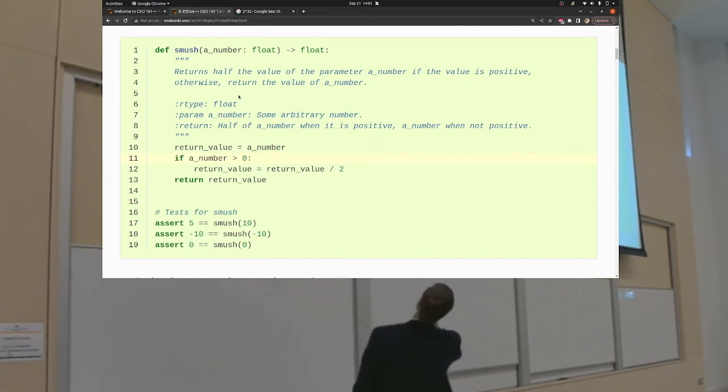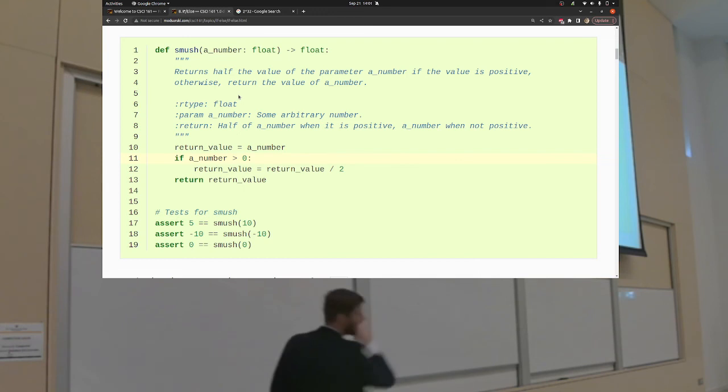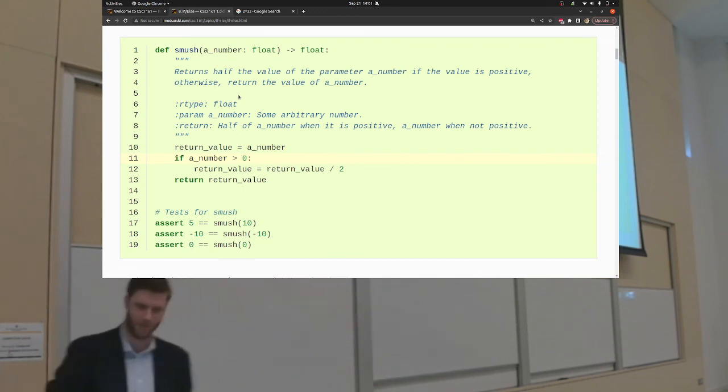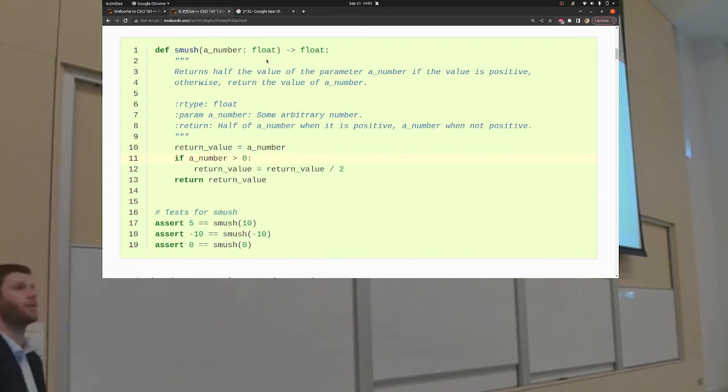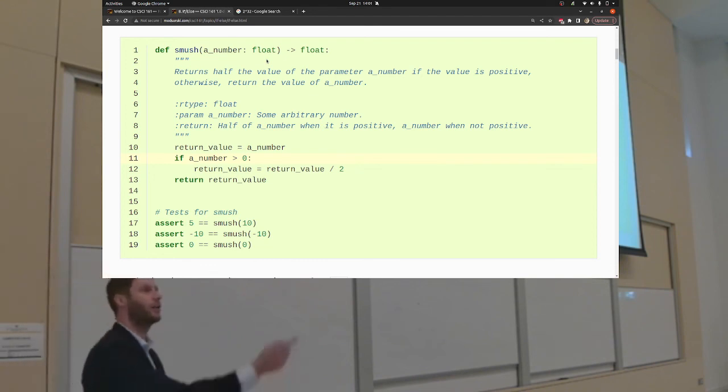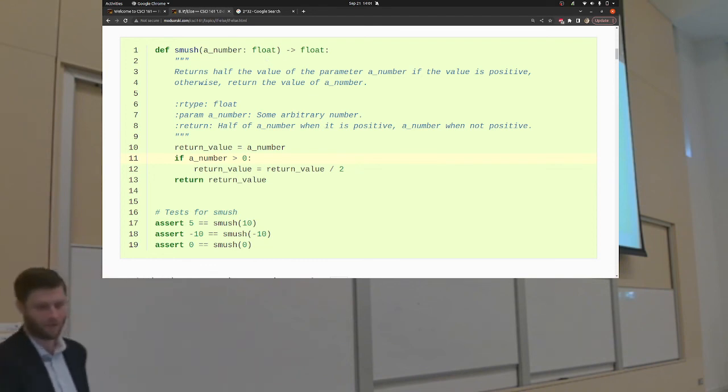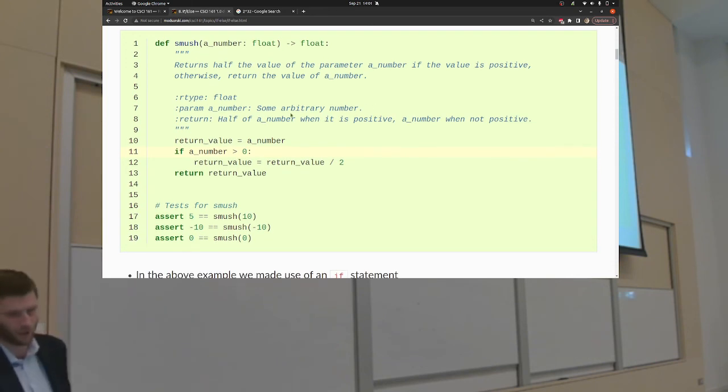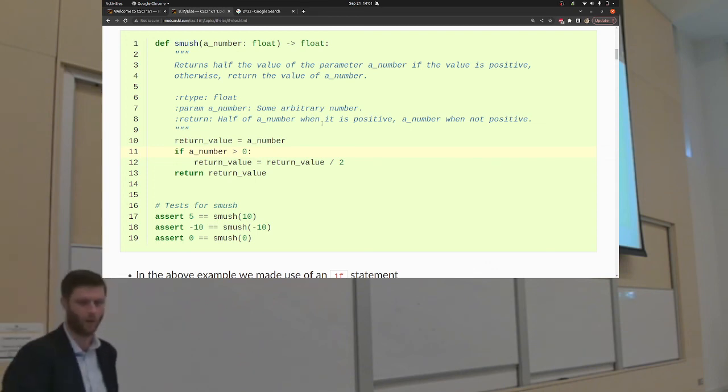So here's my function, and look at all this fancy stuff here. Smush takes a number, which is a float, and it's going to return a float. Look at those type hints. Return half the value of the parameter, a number, if the value is positive, otherwise return the number. Great. I explained it all. What does the code say? Well, here's how I wrote it.